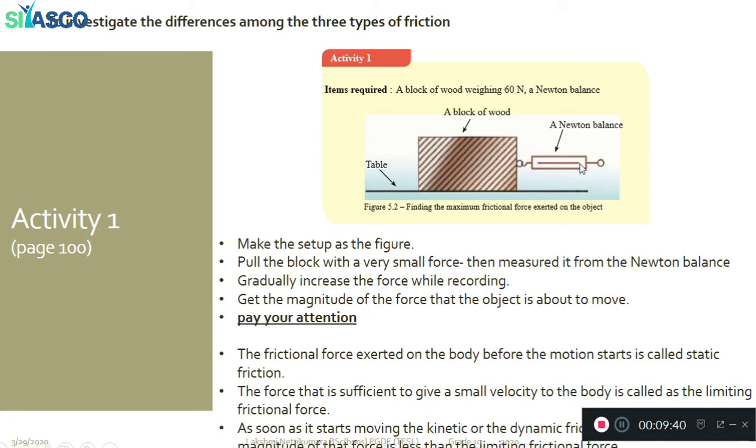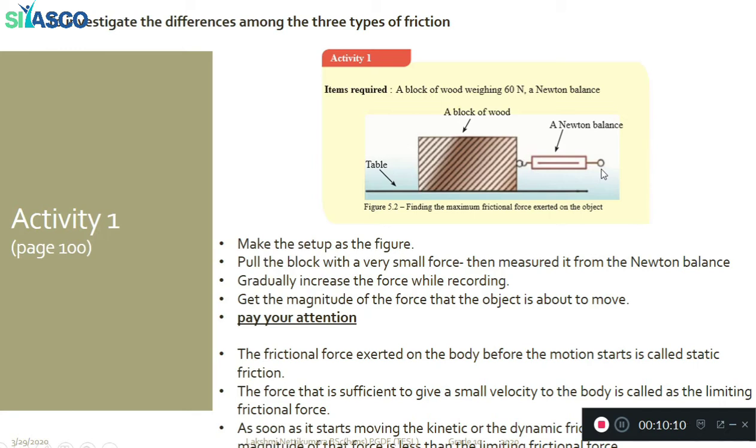First you have to give a very small force, and then little by little increase the force applied to the Newton balance. Take the magnitude each time. So likewise we get the readings while increasing the force until it starts to move.